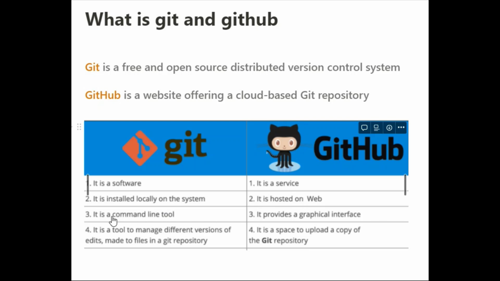Git is a command line tool, whereas GitHub provides a graphical interface. Git is a tool to manage different versions of edits made to files in a Git repository, whereas GitHub is a space to upload a copy of a Git repository. I hope you understand the key difference between Git and GitHub. Okay, so let's see what we have next.